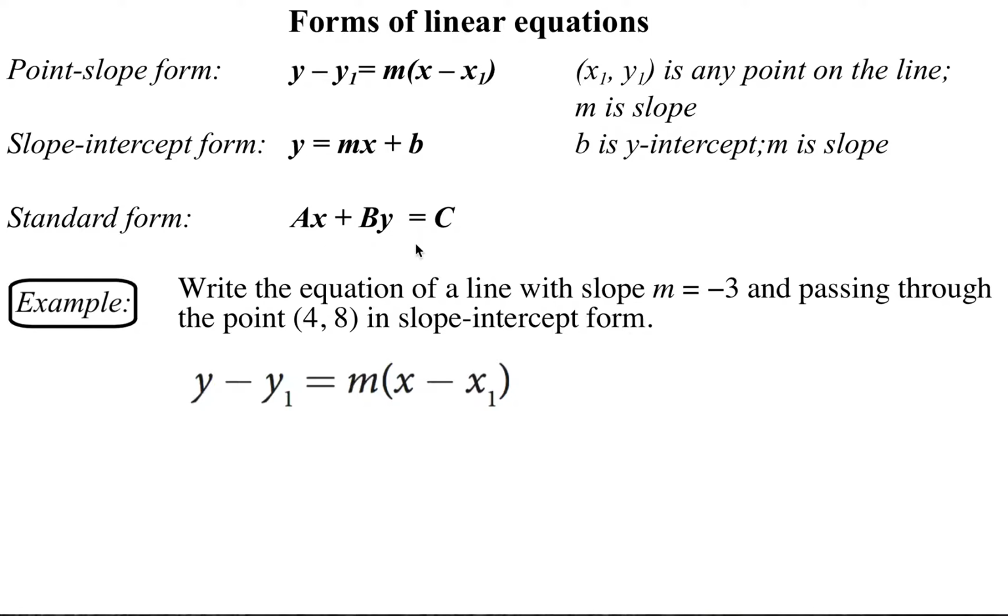Standard form is ax plus by equals c, where a, b, and c are just numbers, and they aren't anything specific. It's not the slope, it's not an intercept, they're just whatever numbers work out when you put it in that form.